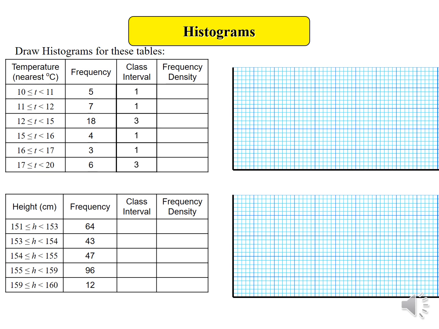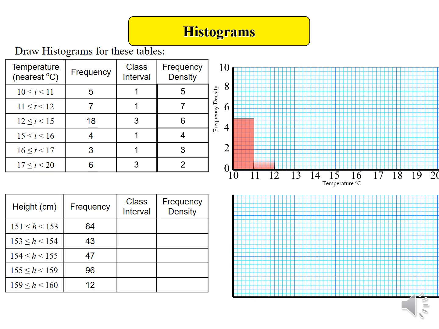So as per this, for all class intervals we have to define the frequency density also. It will be 5 divided by 1 is 5, 7 divided by 1 will be 7, 18 divided by 3 will be 6, 4 divided by 1 will be 4, 3 divided by 1 will be 3, 6 divided by 3 will be 2. Then as per this frequency density and the class intervals we have to make the histogram, which will be defined as this one. Here temperature is taken on the x-axis and frequency density on the y-axis. Similarly they have made all the histograms like this.